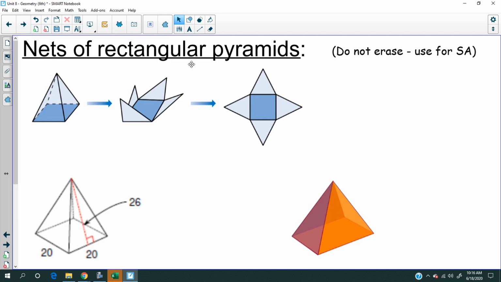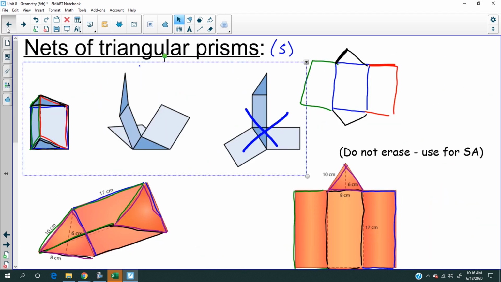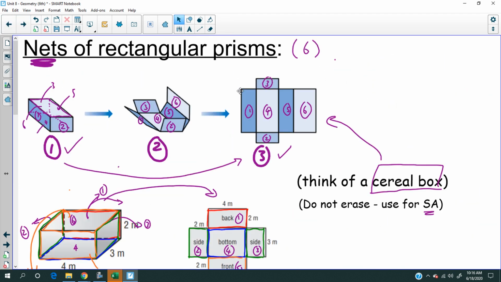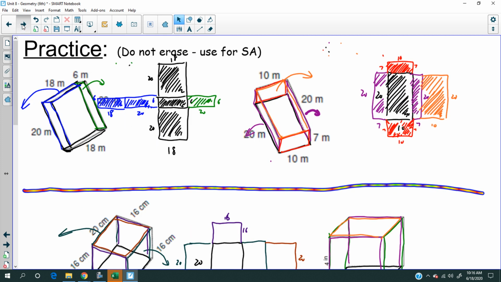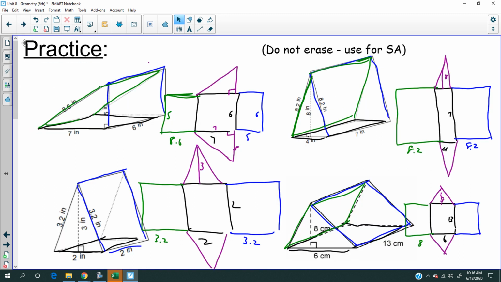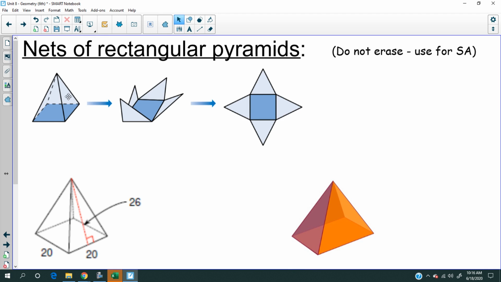Okay. All right. So nets of rectangular pyramids. So here's what we've done so far. We talked about rectangular prisms, right? A good old box. We talked about a Toblerone kind of box, right? A triangular prism. And here we are. Now we're talking about the nets of rectangular pyramids.